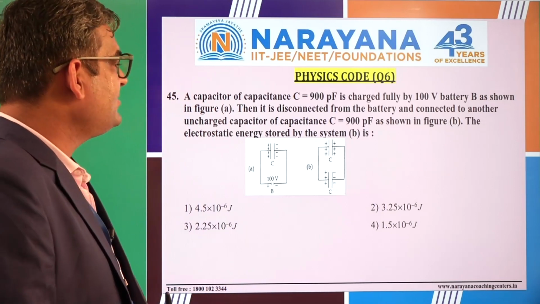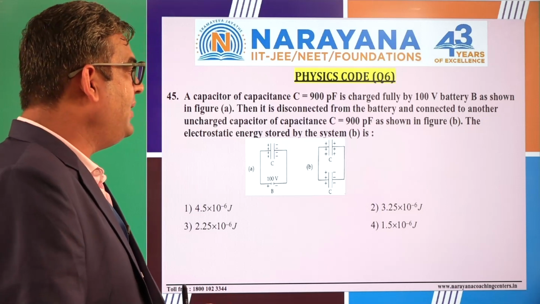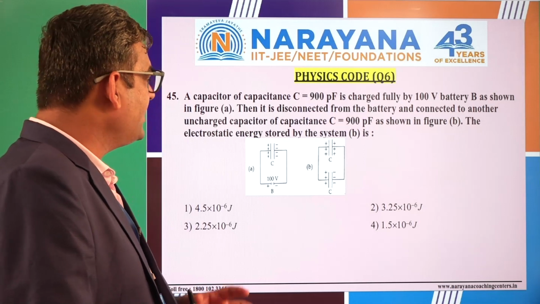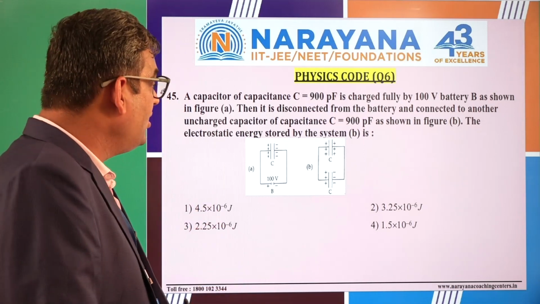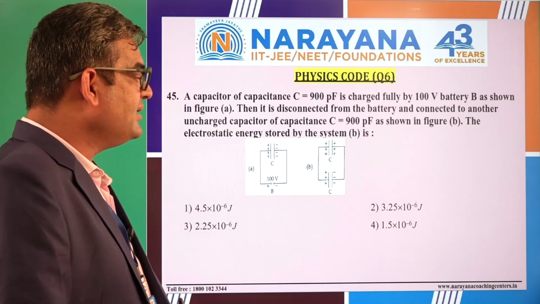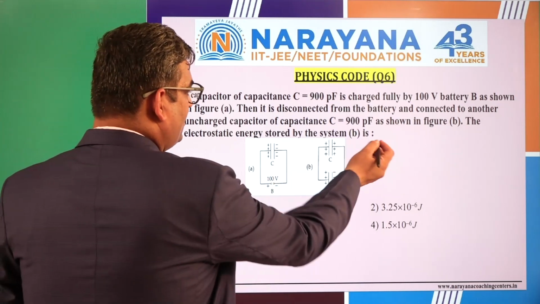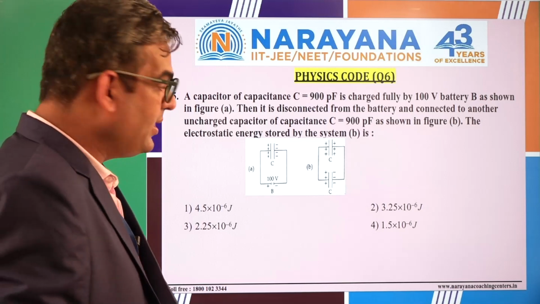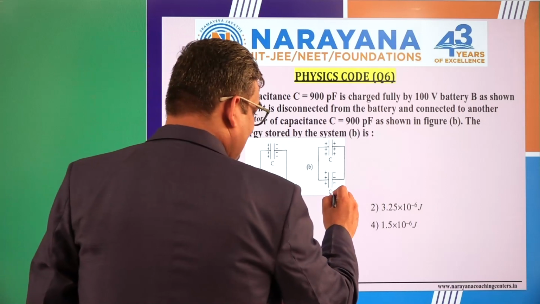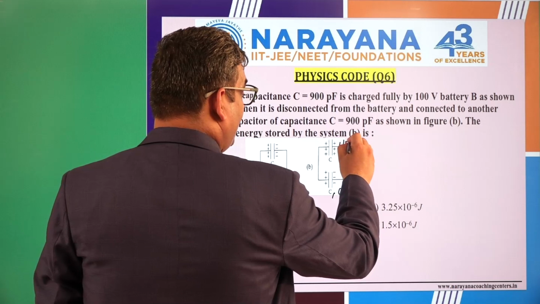A capacitor of capacitance C 900 picofarad is charged fully by 100 volt battery B as shown in the figure. Then it is disconnected from the battery and connected to another uncharged capacitor of capacity 900 picofarad again. The electrostatic energy stored by the system is. Now first, this capacitor has got potential of 100 volt, and if we connect these two capacitors together, this capacitor was at 0 volt while this capacitor was at 100 volt.